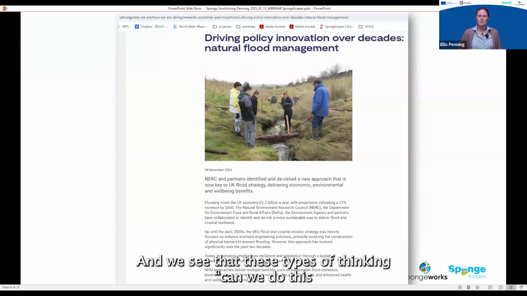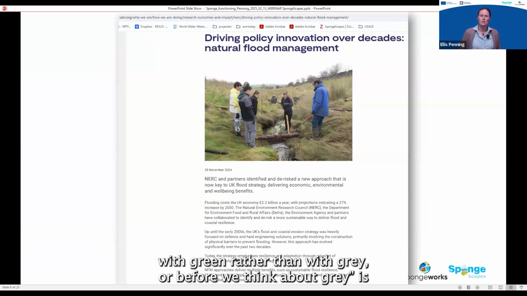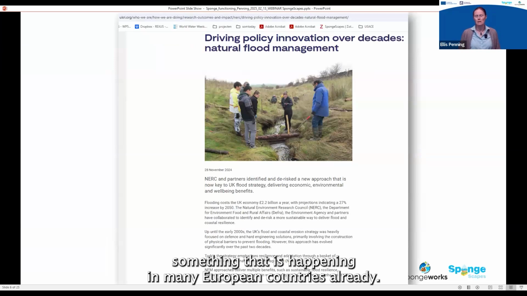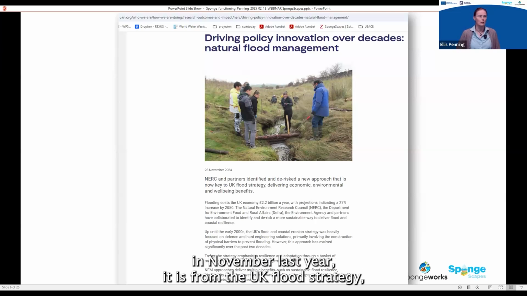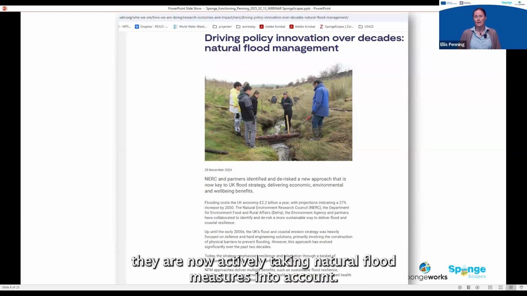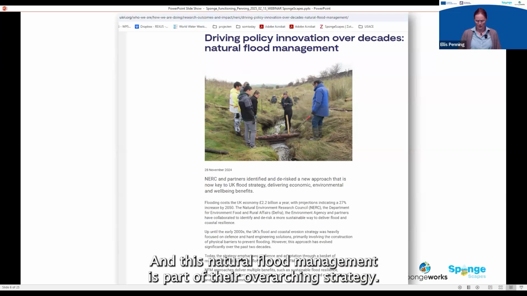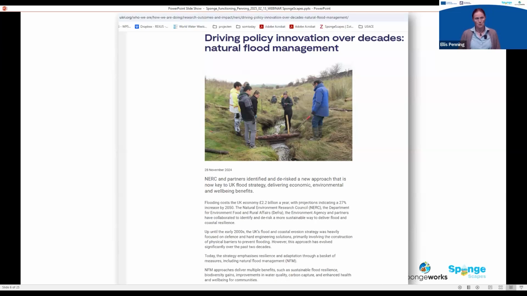And we see that this type of thinking of can we do this with green rather than with gray, or before we think about gray, is something that is happening in many European countries already. This is an example from a newsletter that came out in November last year. It's from the UK flood strategy, where they're now actively taking natural flood measures into account. And this natural flood management is part of their overarching strategy.